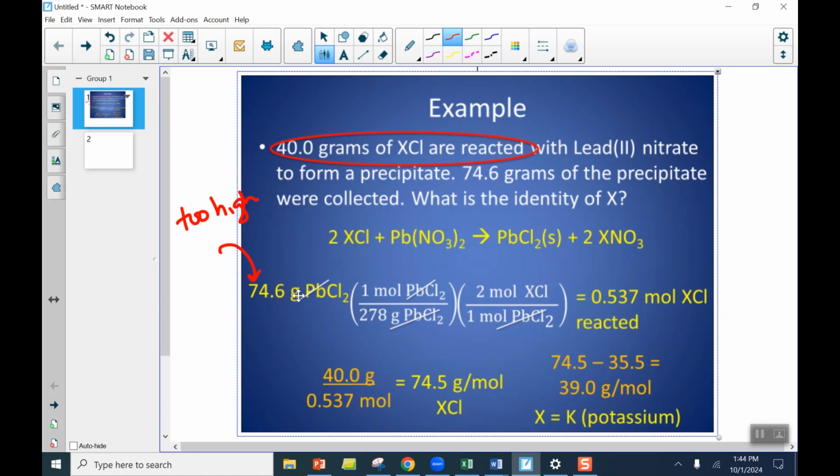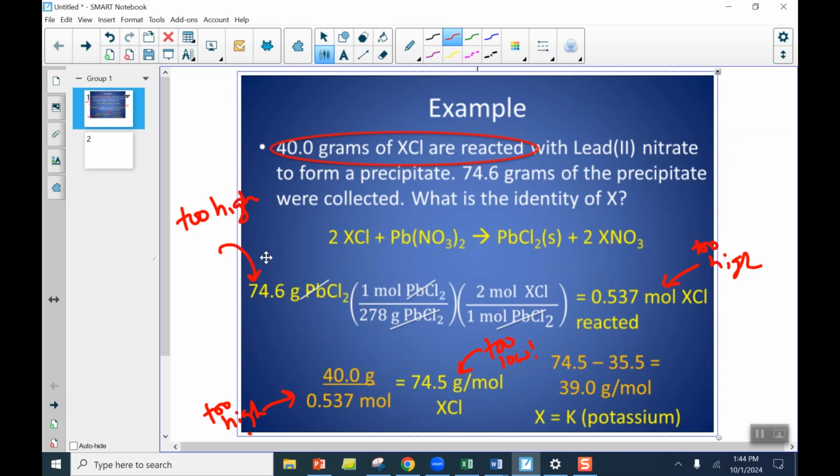And now I can track this error through my calculations, and I see that if that 74.6 is too high, then the moles of XCl2 that I calculate are going to be too high, should be lower. And then this denominator is too high. So when I calculate the molar mass, I'm dividing by a number that's too high, and therefore this molar mass is too low. This error of having more water in the precipitate has resulted in a molar mass that is too low.